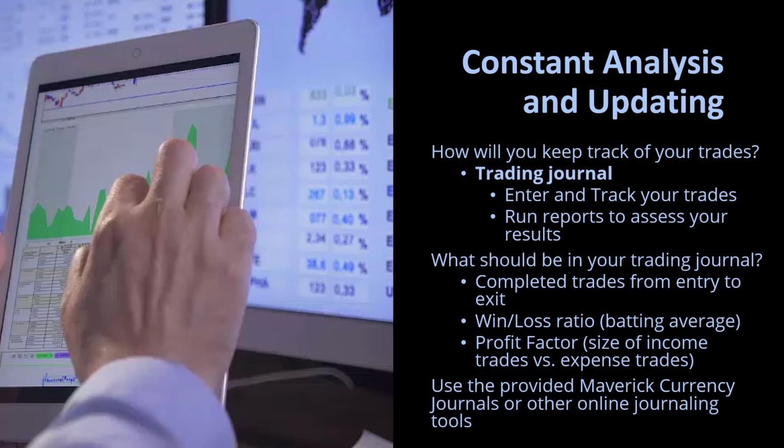Nowadays, we have all computerized stuff. When you get into the trading, we're going to introduce a few journals to you that you can use. But really, you just need a journal that will give you all of the numbers that you need. And then at that point, it's all about optimization. We are huge fans of A/B testing at Maverick.